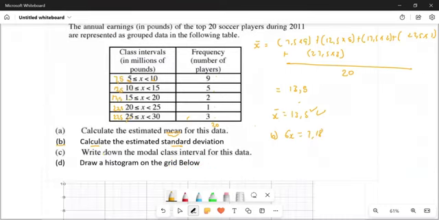The other one that we said we should know is how to write down the modal class. So how are you going to write the modal class? For you to be able to write the modal class, you are going to check the one with the most frequency. Which one seems to have the most frequency? It's 5. So X is greater than 5, but X is less than 10.